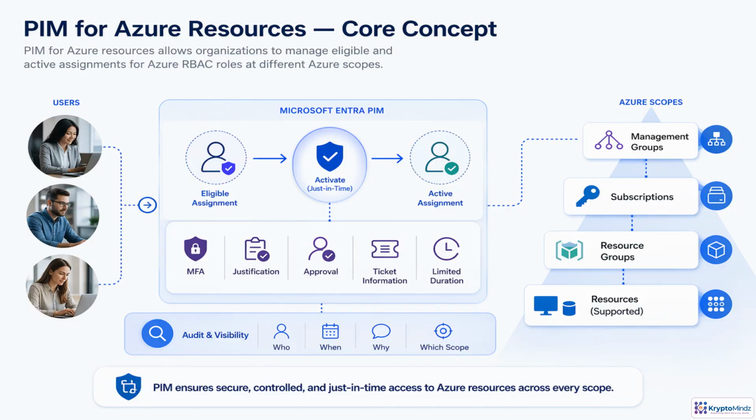PIM for Azure resources acts as the governance layer around Azure RBAC. Instead of giving someone standing owner or contributor access, you make them eligible. When access is needed, they activate the role just in time and only for a limited window. That activation can require MFA, a business justification, approval, and ticket details. The same approach works across management groups, subscriptions, resource groups, and supported resources. What you gain is controlled access, plus an audit trail showing who activated access, when, why, and which Azure scope was affected.